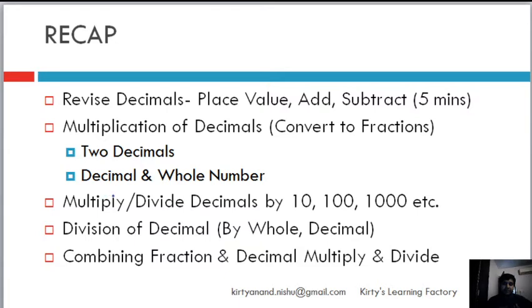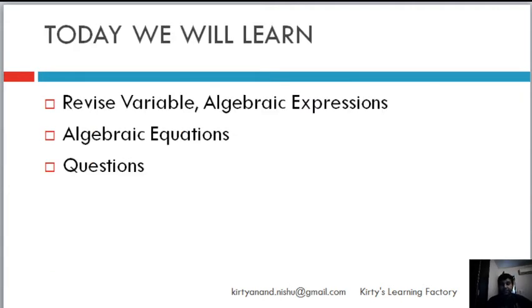For all our methods, we saw that fractions and decimals are interrelated. We can either convert the decimal into a fraction and multiply and divide, or we can convert the fraction into a decimal, then multiply and divide and convert it back. So I've always maintained that decimal numbers and fractions are one and the same thing. They are just different ways of representing. But today we are going to learn simple equations.